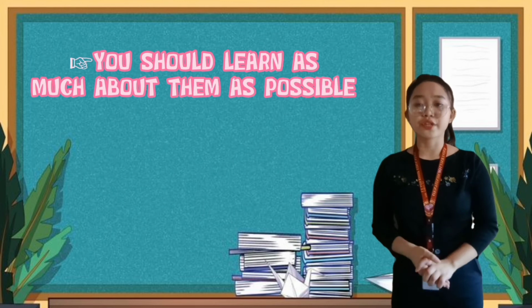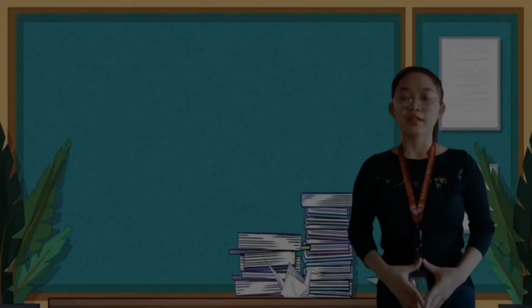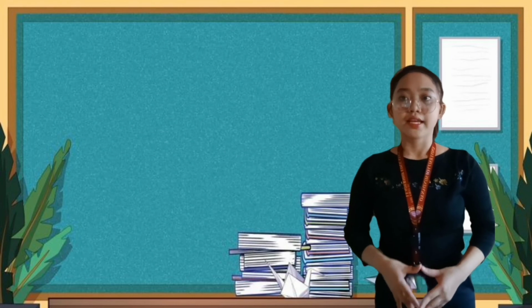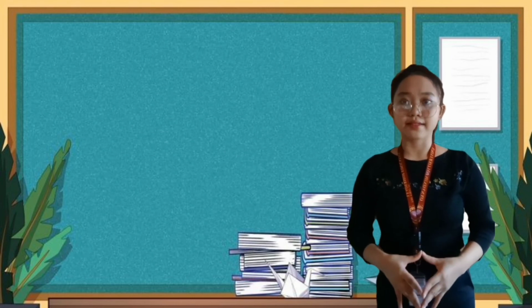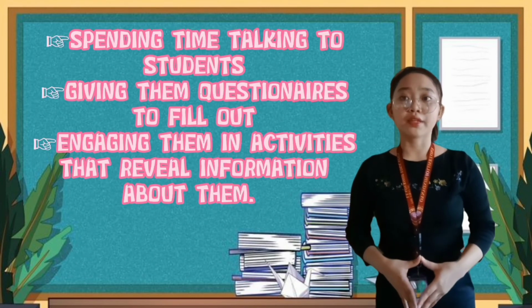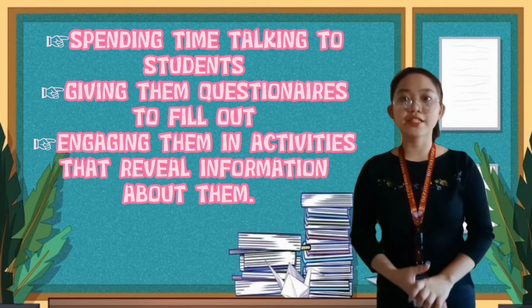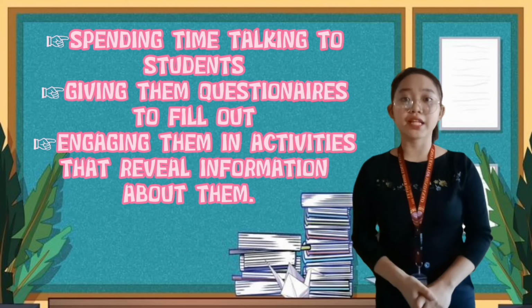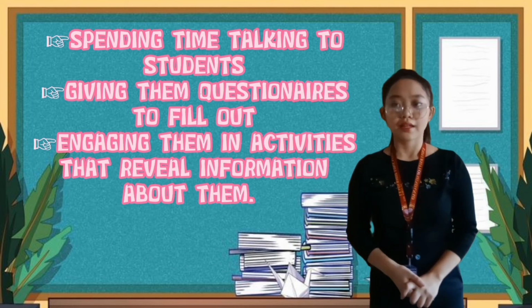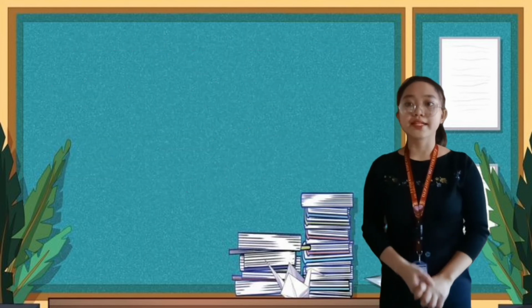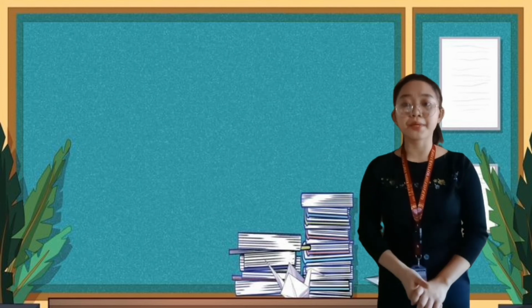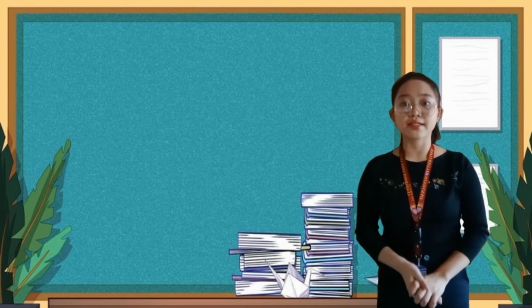The most important thing you can do to help educate your student is to learn as much about them as possible. You can achieve this in a wide variety of ways, either by spending time talking to students, giving them questionnaires to fill out, or engaging them in activities that reveal information about them. By using all these methods, this can help you get a clear picture of what each student needs and how they can learn best.